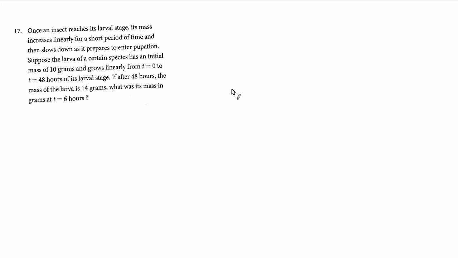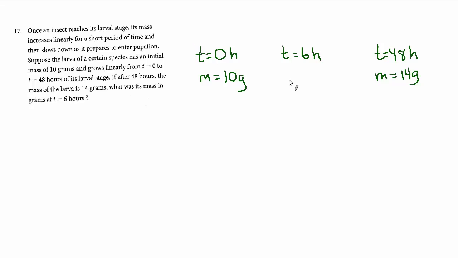17. Once an insect reaches its larval stage, its mass increases linearly for a short period of time and then slows down as it prepares to enter pupation. Suppose the larva of a certain species has an initial mass of 10 grams and grows linearly from t equals 0 to t equals 48 hours of its larval stage. If after 48 hours the mass of the larva is 14 grams, what's the mass in grams at t equals 6 hours?